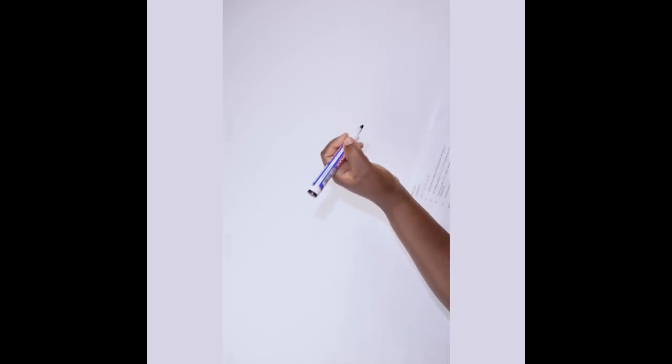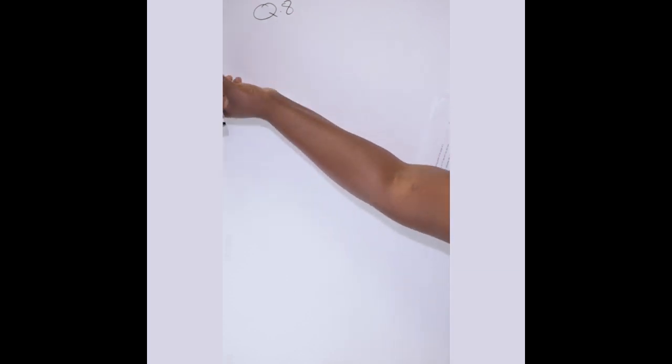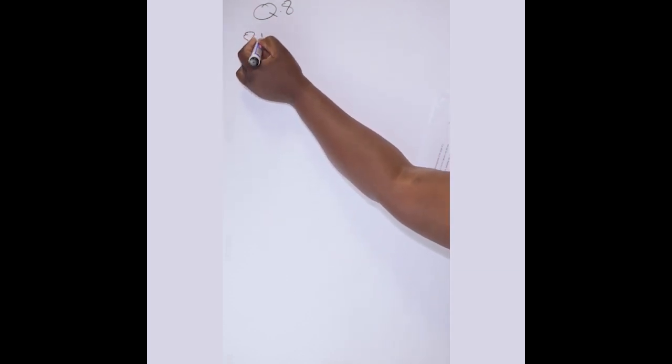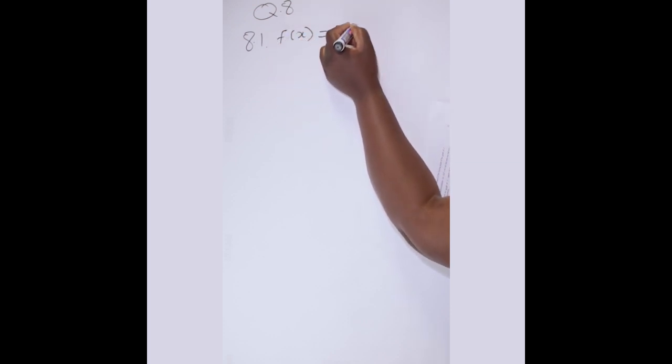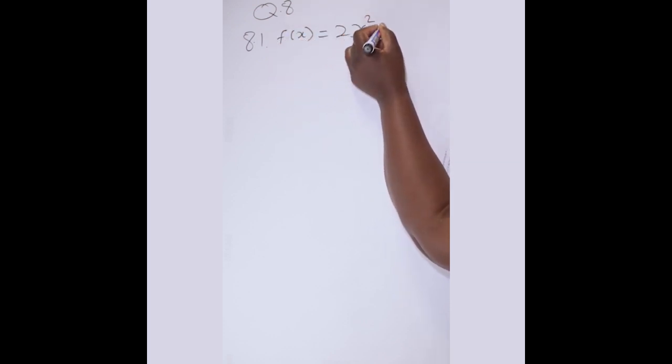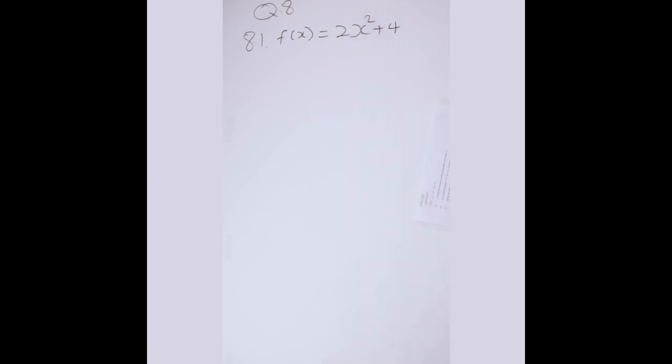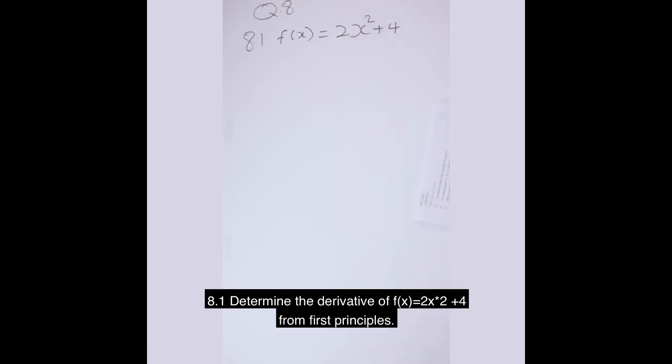Now, this question 8 is a straightforward question. Now, look at this. They've given you an equation. Let's say it's 8.1. What is the equation? It is f of x equals 2x squared plus 4. Now, they said determine the derivative of f of x equals 2x squared plus 4 from first principle.